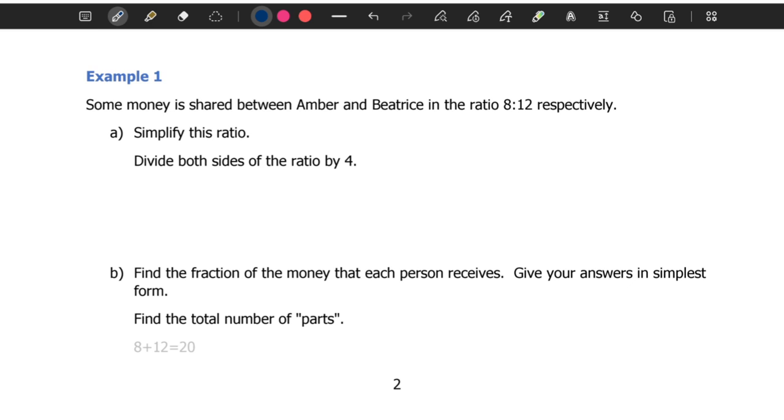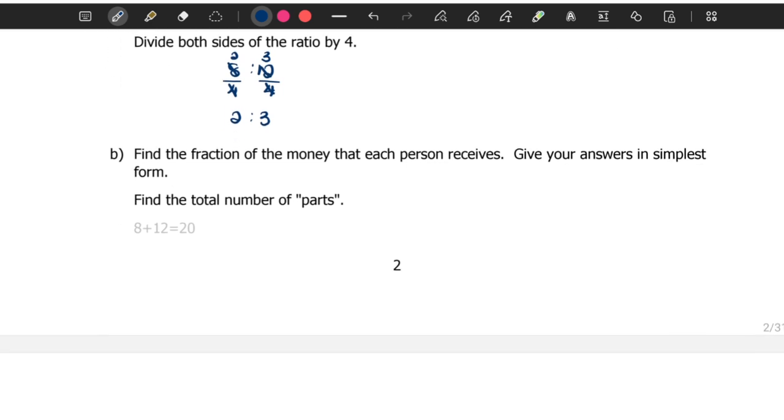Simplify this ratio. So to simplify the ratio, we have 8:12, and we know that the highest common factor is 4 for both of these. So we're dividing both sides by 4, that means that the ratio is maintained, and that's going to be 2 and 3. So that's 2:3. Right. Then it says, find the fraction of the money that each person receives. Give your answer in the simplest form.